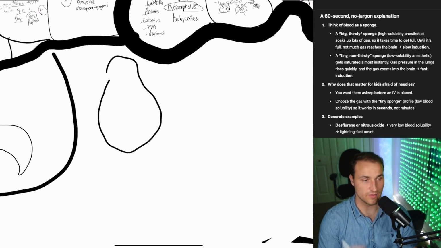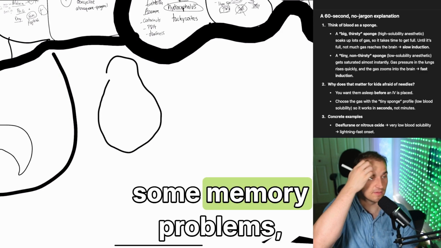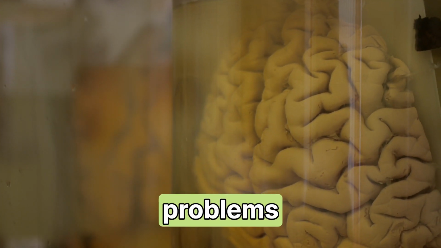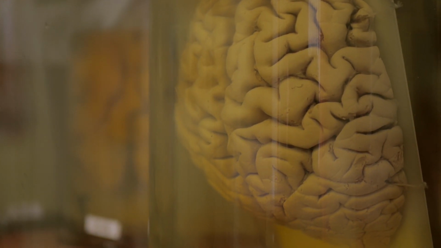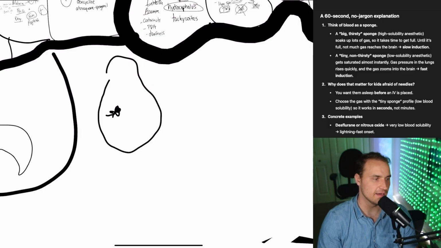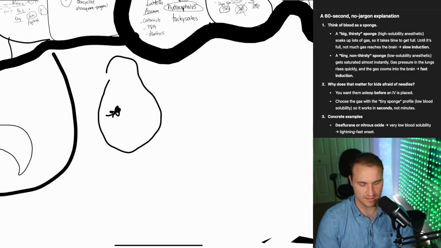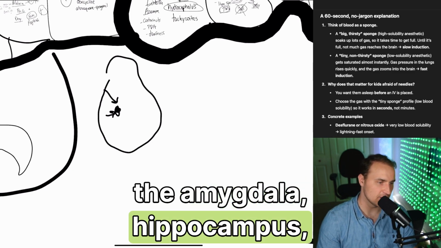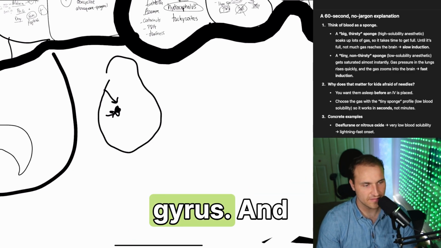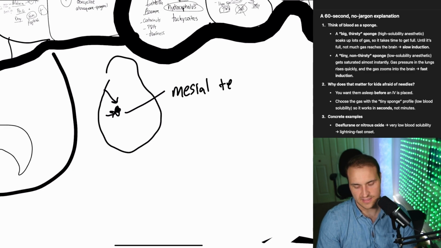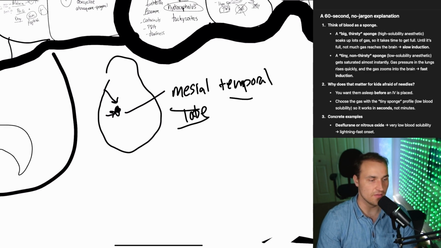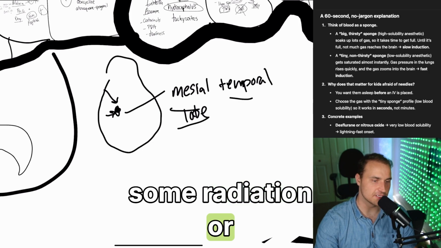You see a picture of the brain, and they say, hey, we got a dude who's got some memory problems, anxiety, short-term memory problems. Where is the problem going to be located? It's going to be right over here, and it's just going to be your limbic system. So your memory and emotional regulation, limbic. That's going to include the amygdala, hippocampus, parahippocampal gyrus, and where is it located? Mesial temporal lobe. Okay, so some memory going on there. Big thing to look out for there is going to be some radiation or chemotherapy.